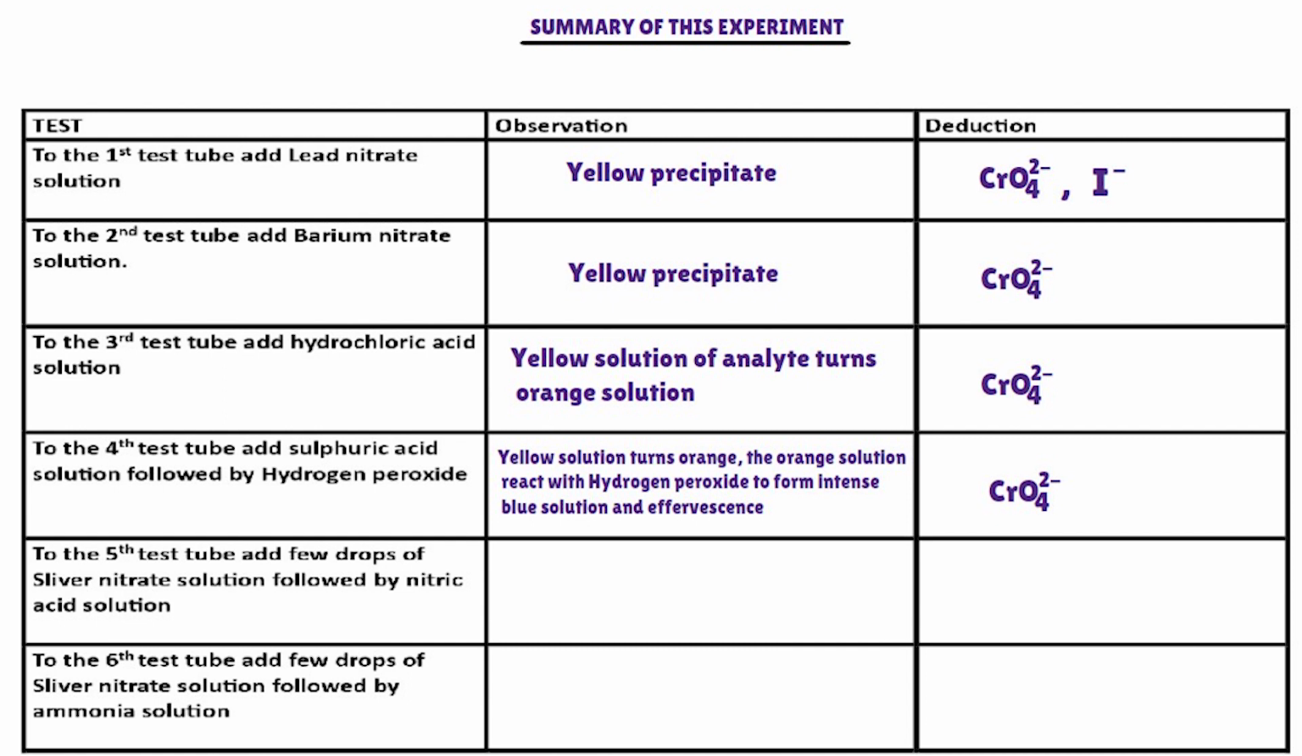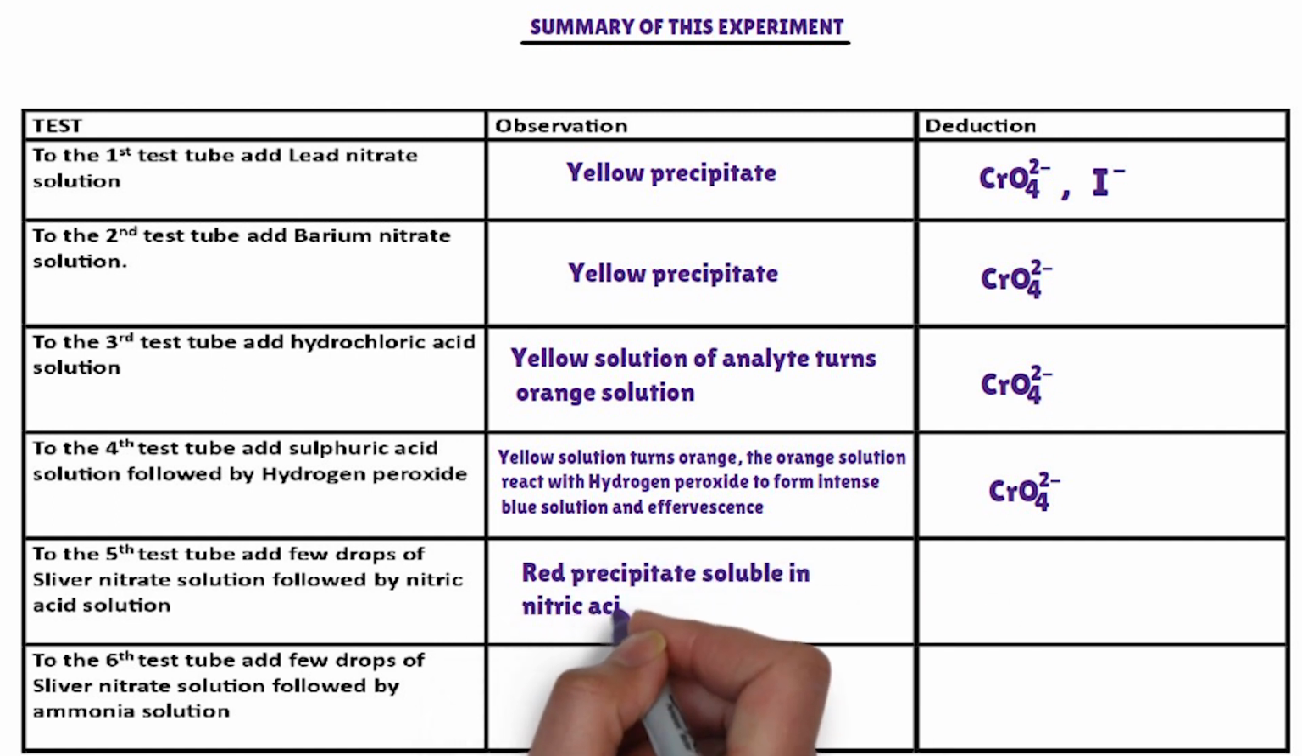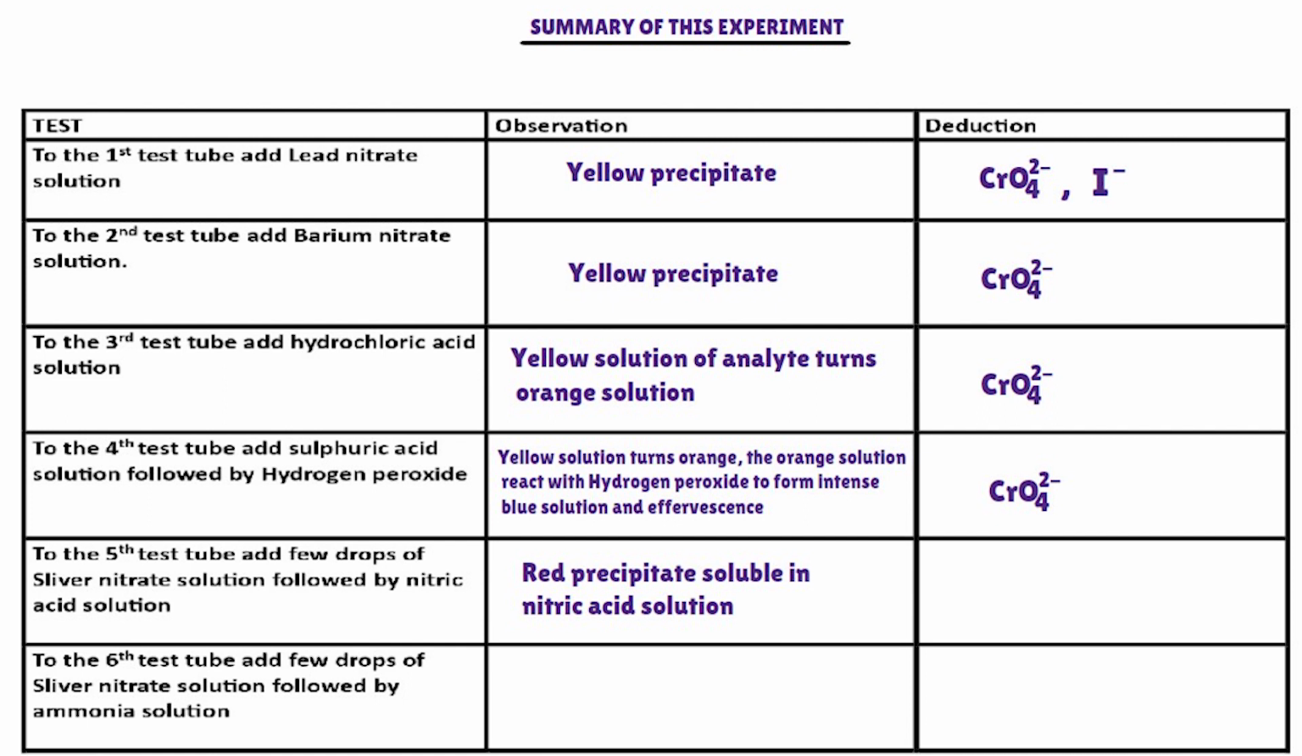Third confirmatory test. To the fifth test tube, silver nitrate solution followed by nitric acid solution are added. The anion that reacts with silver nitrate solution to form red precipitate, and the red precipitate formed is soluble in nitric acid solution, is chromate ion. Chromate ion is confirmed. The anion present in the salt is chromate ion.